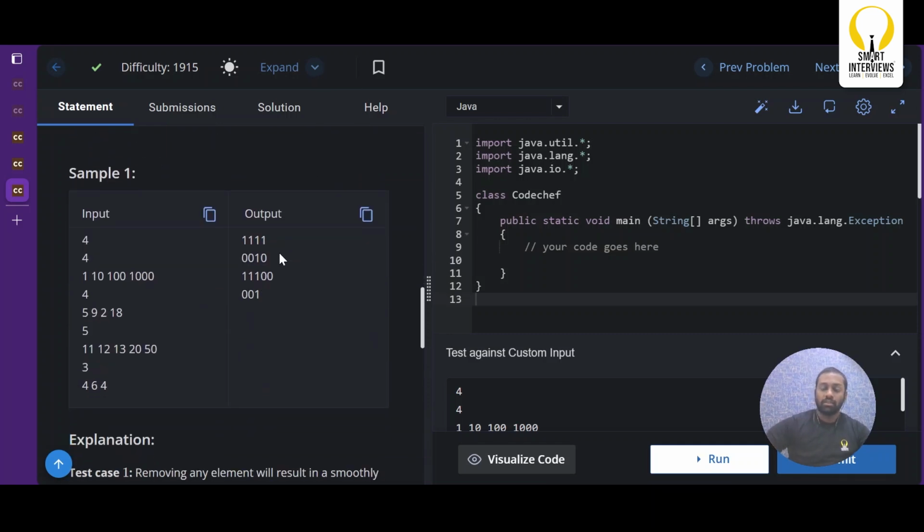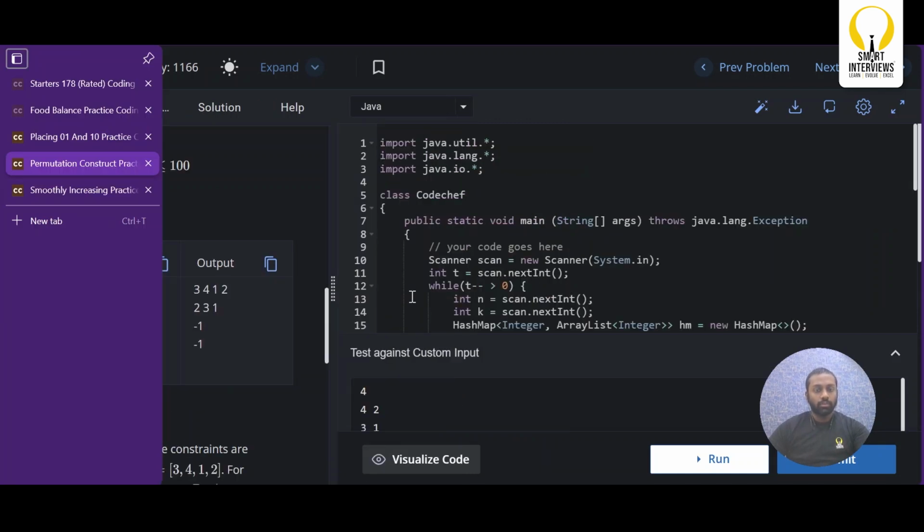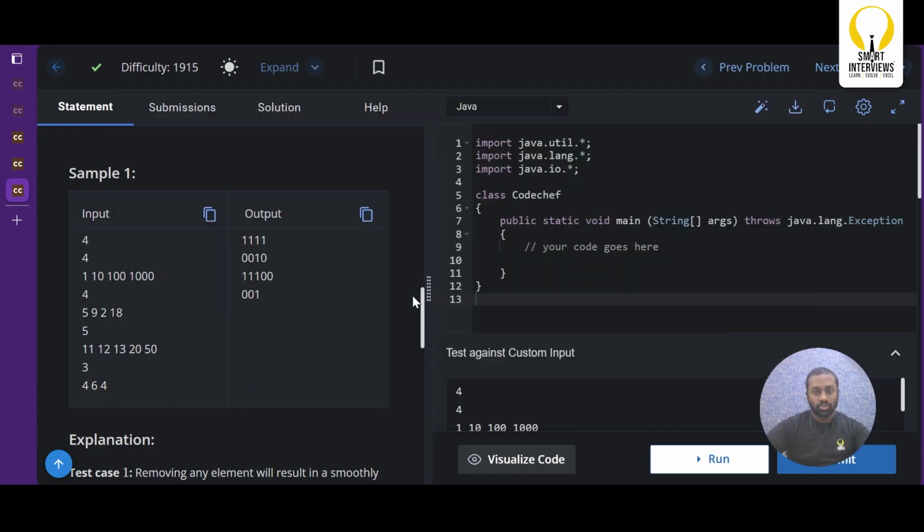The question seems to be confusing at first, but let's try to get a clear look at what he's trying to say. So if I take the first test case, or better than the first test case, I'll explain the third test case. The first test case explanation is given here itself in the question. Now moving on to the third test case, just a minute.